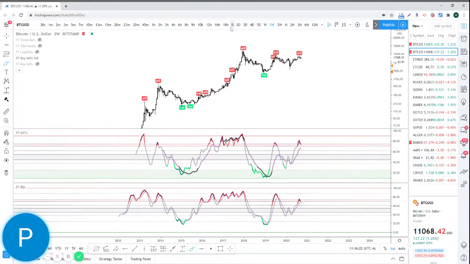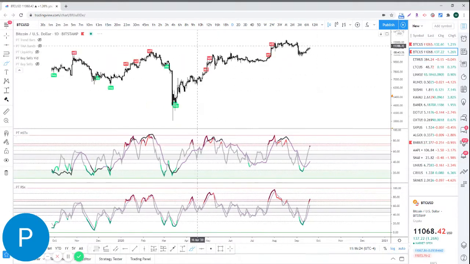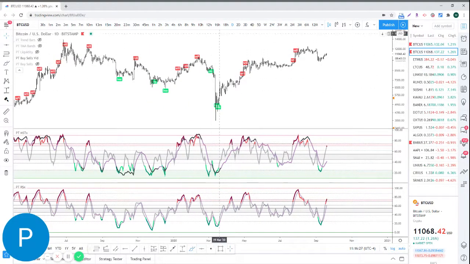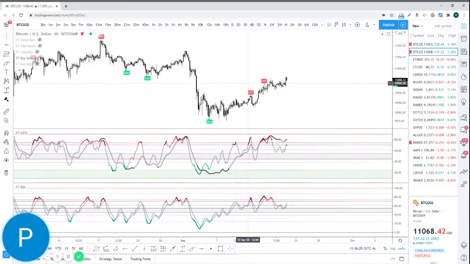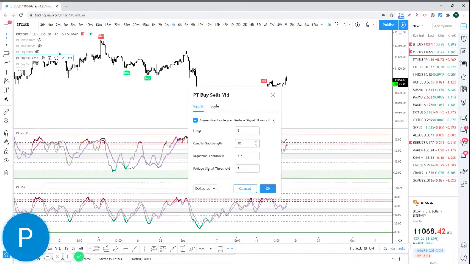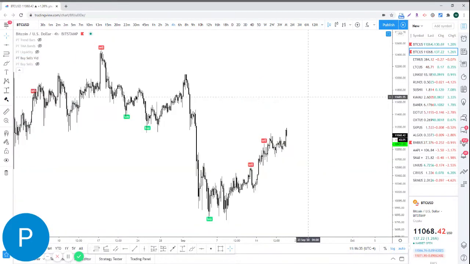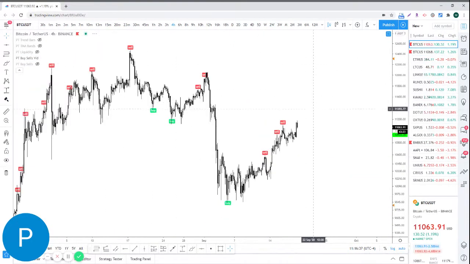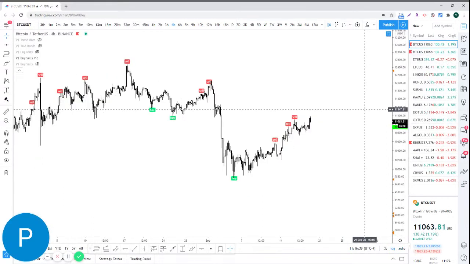Anyway, let's go back to the indicators. My favorite time frame to use the indicators is going to be my 4 hour. I love the 4 hour. My settings are 9, 10, 2.57, and I only use USDT.